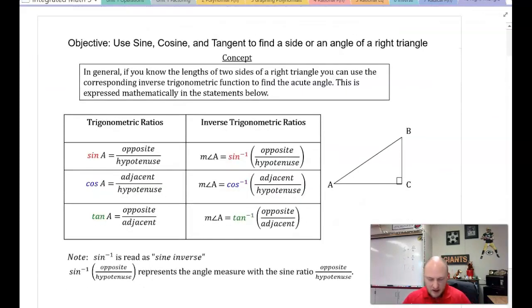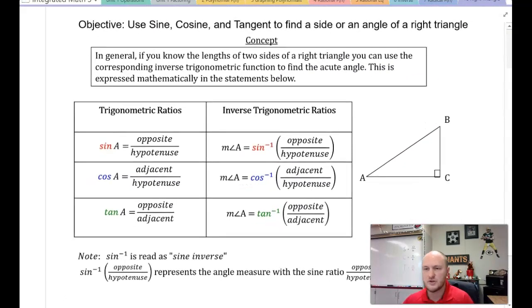All right, now we're going to go ahead and solve for angles. In general, if you know the lengths of two sides of a right triangle, you can use the corresponding inverse trigonometric functions to find an acute angle. This is expressed mathematically in the statements below. So if I want to find angle A, and I have the side that's opposite and the hypotenuse, I can use the inverse sine function of opposite over hypotenuse to find that angle.